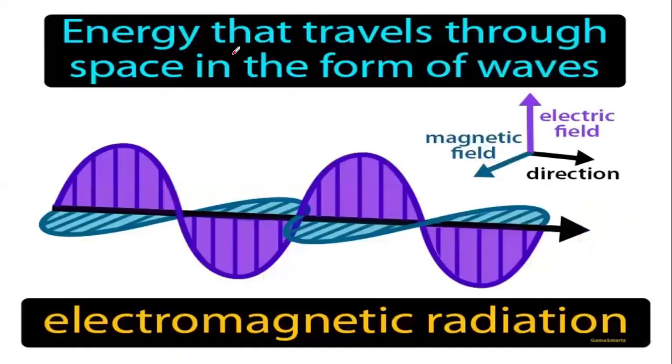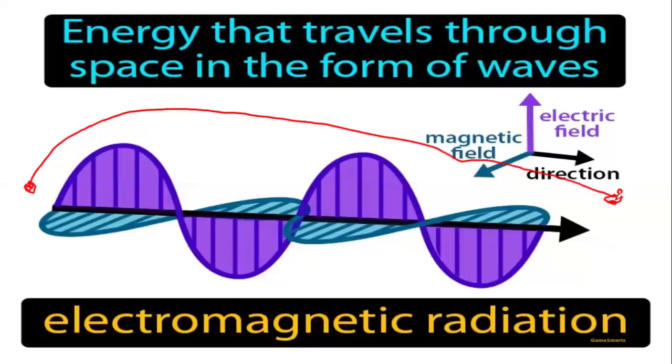Here they are saying energy that travels through space in form of waves is called electromagnetic radiation. I can have energy here, and this energy wants to move from this place all the way up to there. If it's moving in space, it means that it will travel through what we know as electromagnetic radiation. Electro means there's a presence of the electric field there, then the magnetic means that you have the magnetic field there, and then they're traveling in a certain direction.